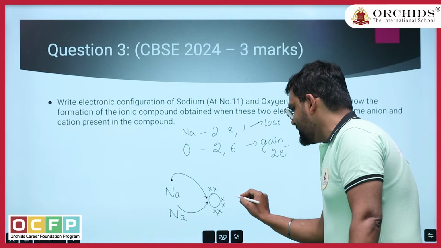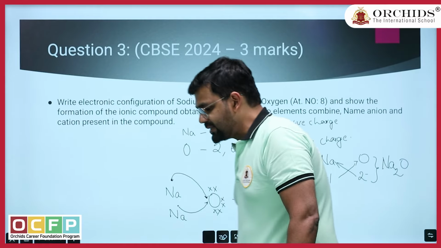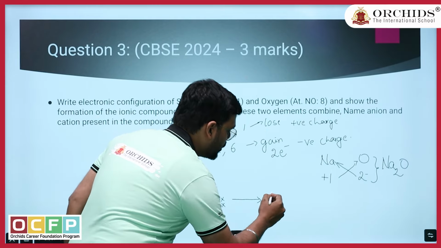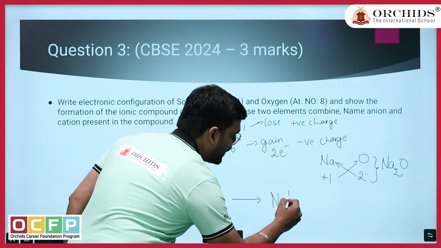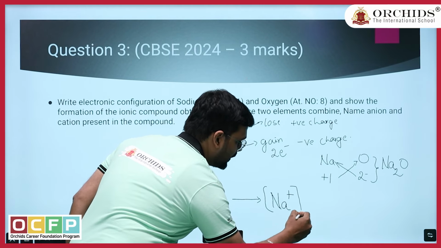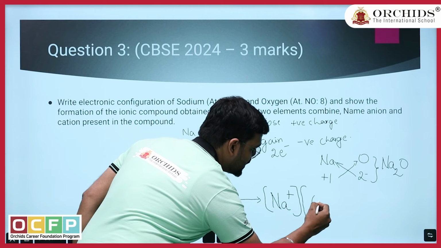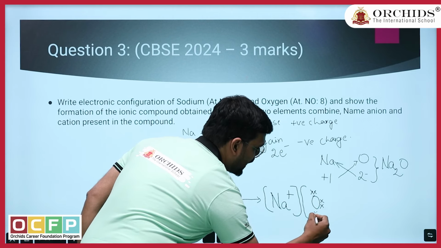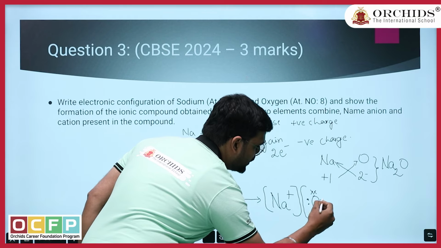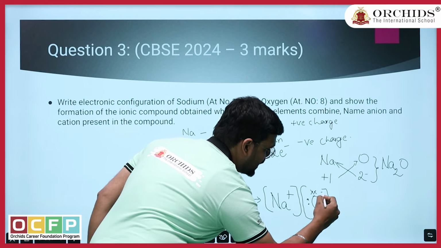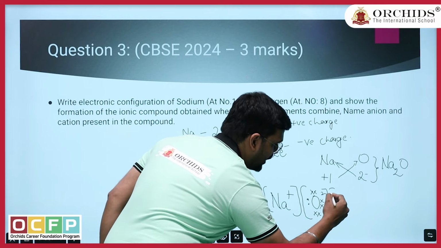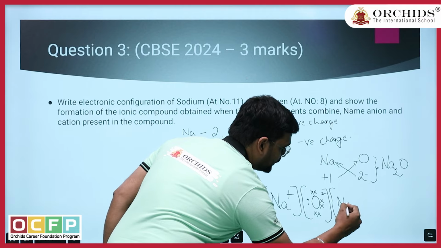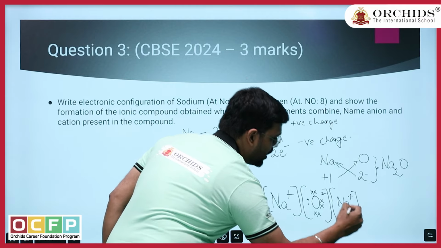ion. So what is the ultimate result? The ultimate result you have to write as Na plus, and oxygen with the filled electrons. And what is the charge here? 2 minus, it has gained, and one more Na, which has a positive charge.